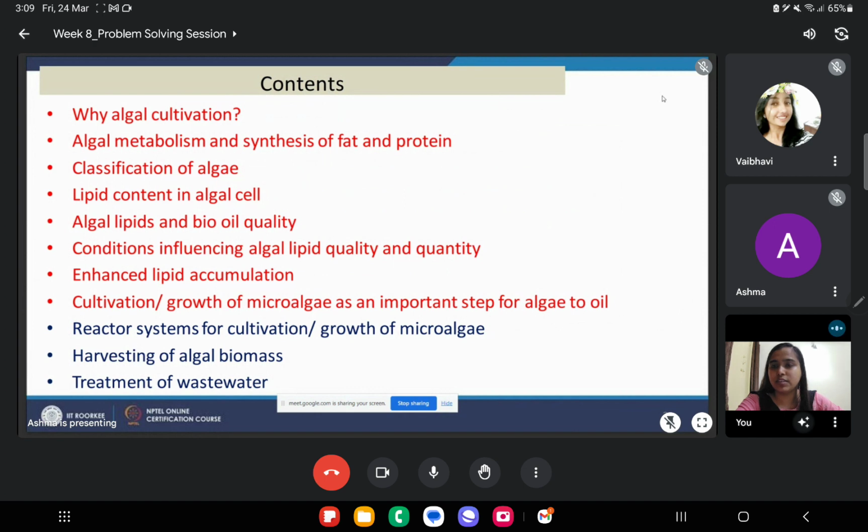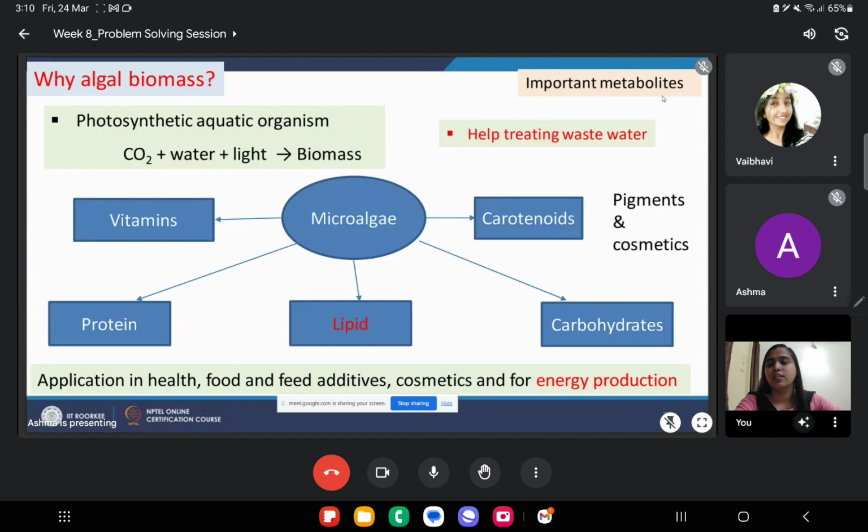Next, we will discuss conditions influencing algal lipid quality and quantity. What are the enhanced lipid accumulation techniques? Next is cultivation or growth of microalgae as an important step for algae to oil. These are the points we will discuss in this slide. So first is why algal biomass?